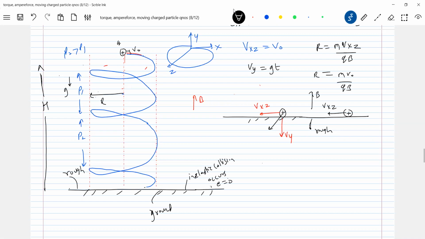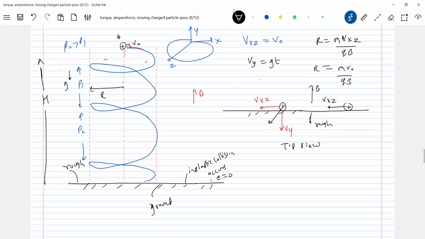Let me see from the top view. So the top view, how it will be. So this is the velocity of the charged particle.